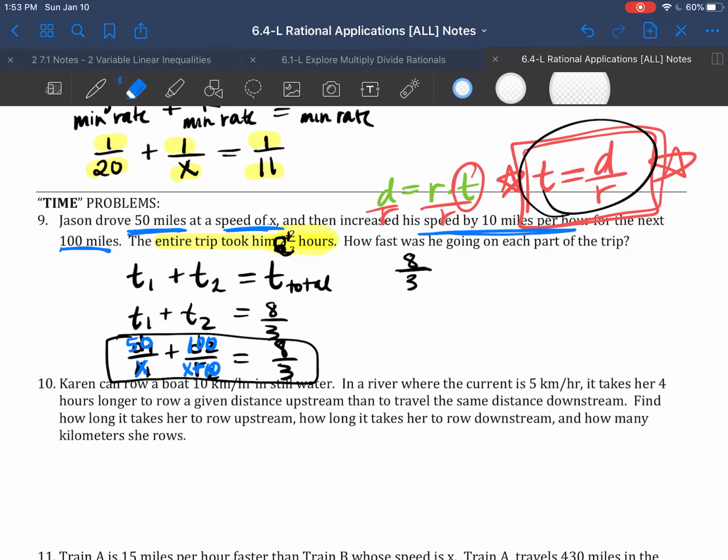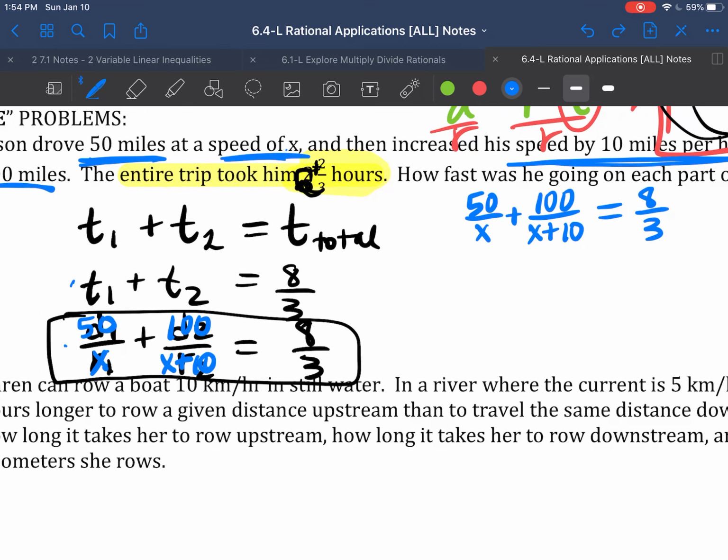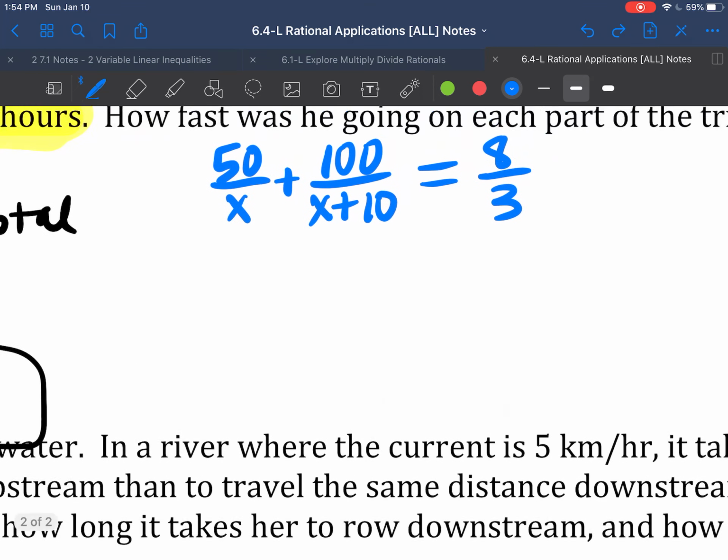So the final equation we're trying to solve here is, I'll keep using blue, 50 over X plus 100 over X plus 10. It's technically the same, but you'll see why that matters later. And then equals 8/3. And so it's really hard to just jump to this blue equation without going through the T's and then the D's over R's. You're always going to be given this sentence about the time. And so start by writing an equation with T, replace it with D over R, and then you can fill it in with the actual numbers.